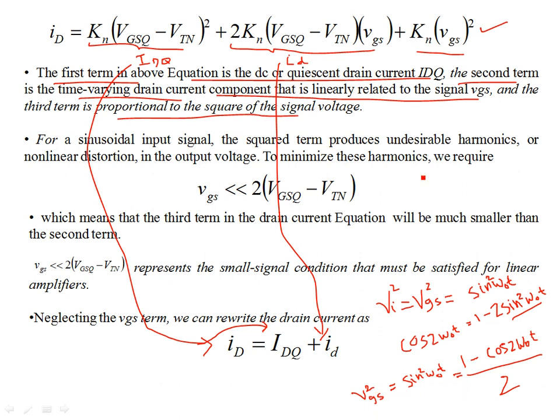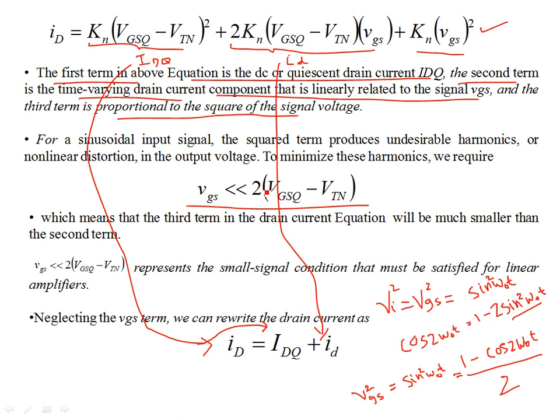Now what happens is that if we are going to consider this third term into instantaneous value of the drain current, it's going to produce harmonics. The harmonic is twice the fundamental frequency, and it's going to produce a DC term as well, which is undesired, and it's going to interfere with this DC term. So how can we remove this? All we need to do is to assume small signal conditions. The small signal condition is that the magnitude of VGS is much less than the DC term.